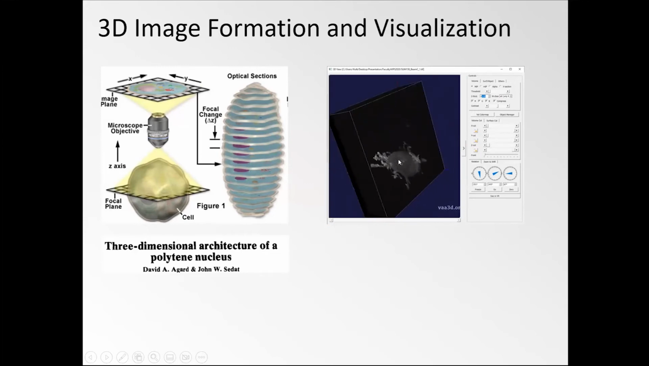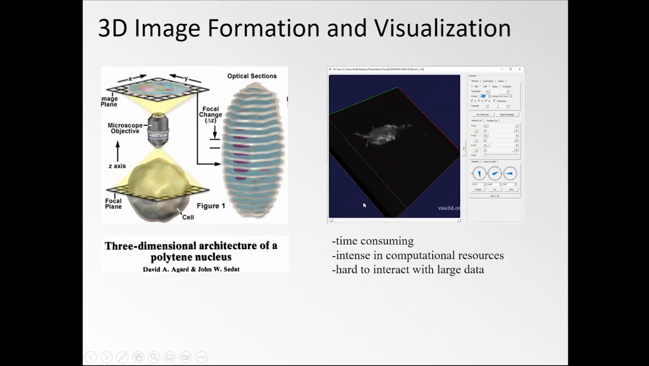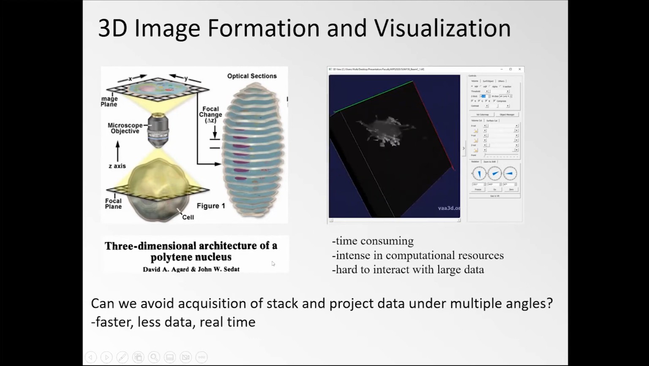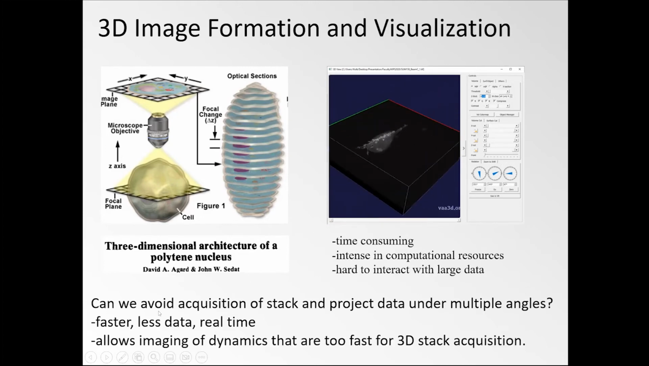Here we can see that this cell maybe has some protrusions in some direction, and if you rotate around, we can make some sense of the 3D nature of it. So this is time consuming, it needs a lot of resources, and if the data gets really large, it can also be difficult to interact with. So we ask, can we bypass the acquisition of the stack and directly get the projections under different angles? If so, we could be faster, acquire less data, and it could be real time, a video-rate look at the sample as it comes out live.